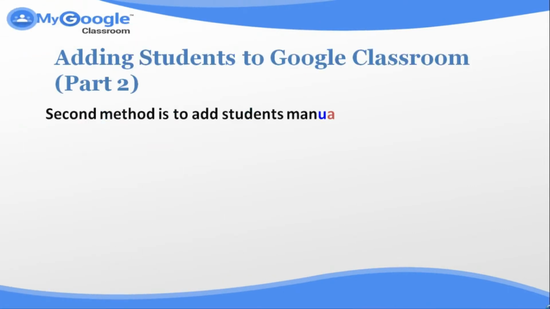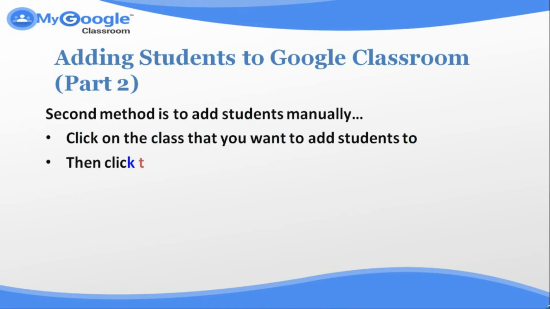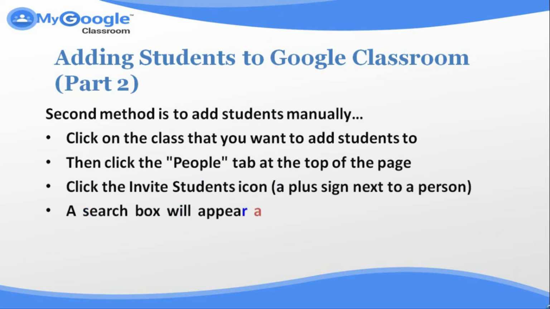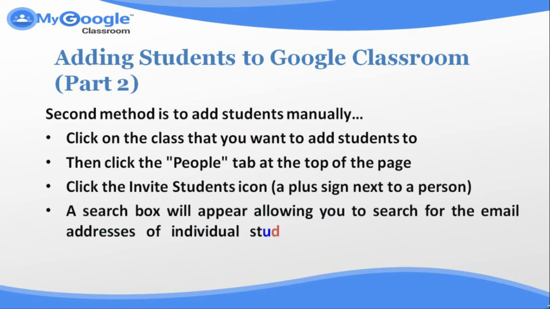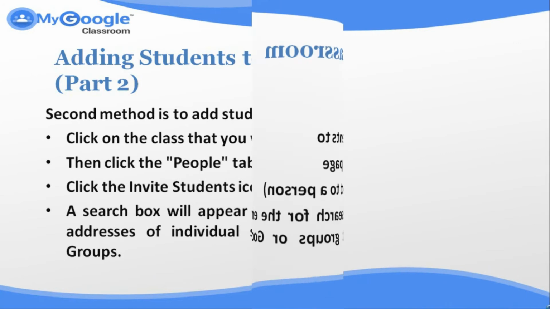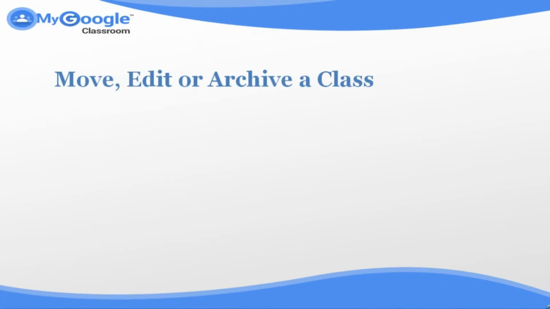Adding students to Google Classroom, Part 2. The second method is to add students manually. Click on the class that you want to add students to. Then click the People tab at the top of the page. Click the Invite Student icon, a plus sign next to the person. A search box will appear, allowing you to search for the email address of individual students, contact groups, or Google groups.